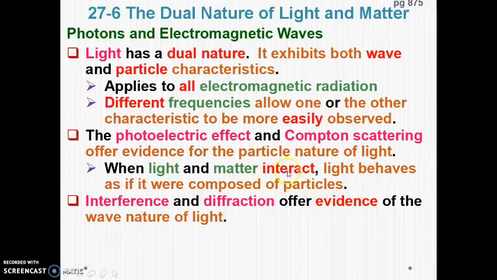So when light and matter interact, light behaves as if it were composed of particles. And then interference and diffraction offer evidence of the wave nature of light. This means that the photoelectric effect and Compton scattering indicate light as a particle, and interference and diffraction indicate light as a wave.